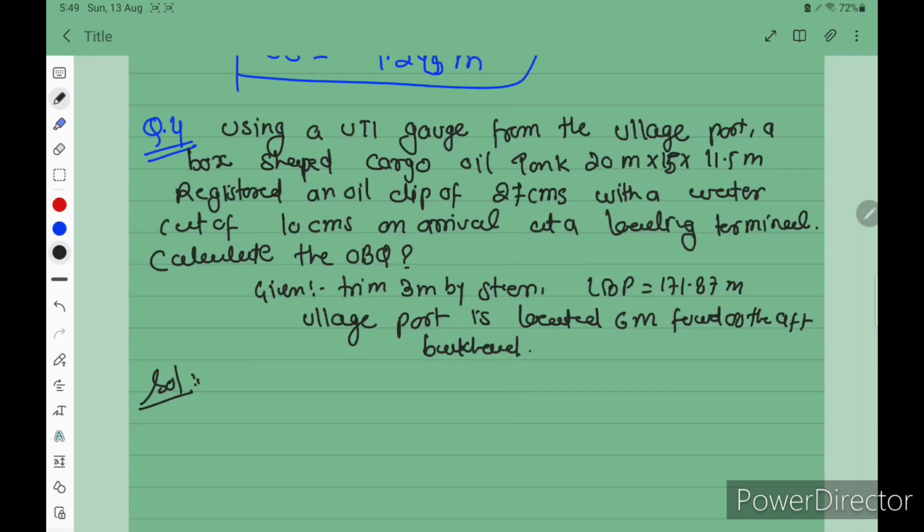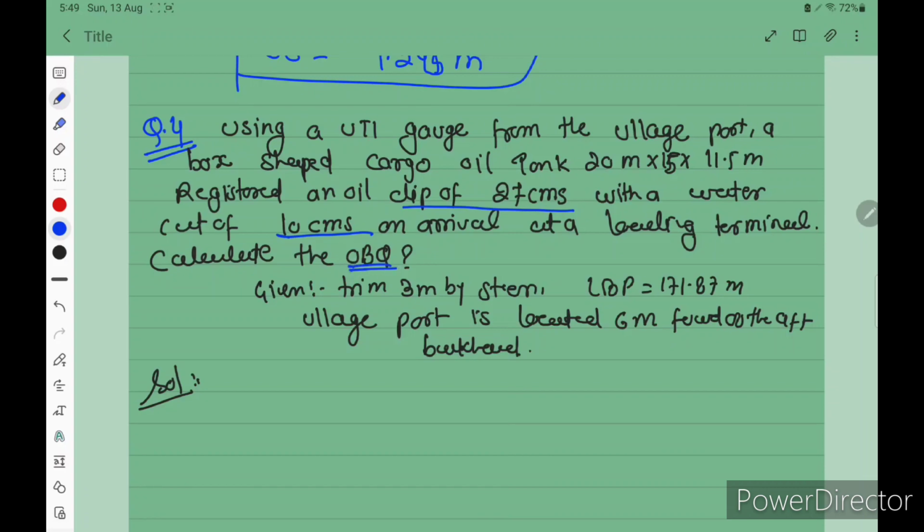Okay, question number 4. Using a UTI gauge from the ullage port, a box shaped cargo oil tank 20 meter into 15 meter into 11.5 meters registered an oil depth of 27 cm. So oil depth 27 cm, so we have to convert in meters. With a water cut of 10 centimeters on arrival. So water cut also is given, just 10 centimeter, so that we also have to convert in meters. At a loading terminal, calculate the onboard quantity.